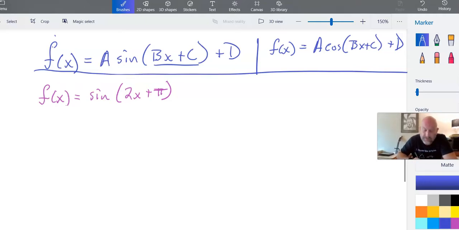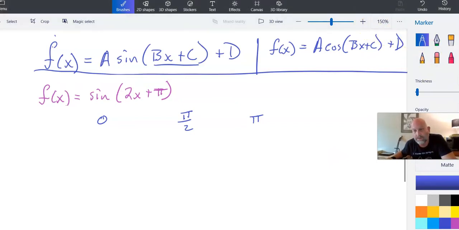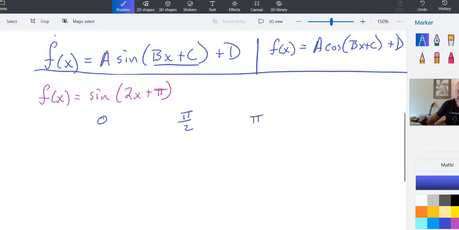And we know that the key points we usually use for graphing sine and cosine are 0, pi over 2, pi. I'm going to run out of room if I keep doing this. Let's do that for now. Okay. 3 pi over 2 and 2 pi. Right? Those are my guys.